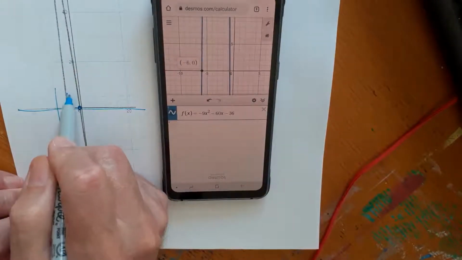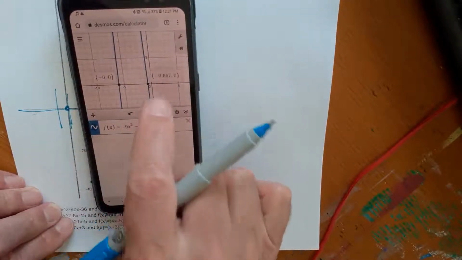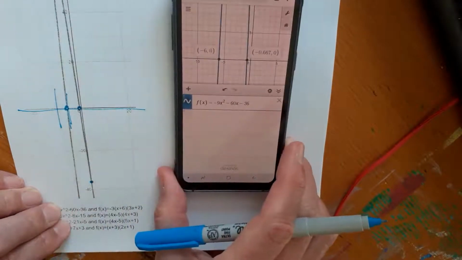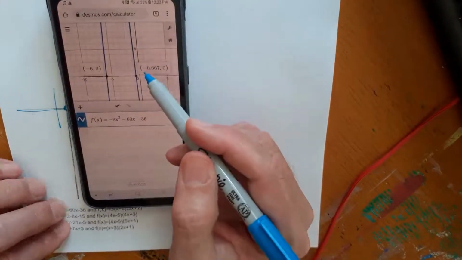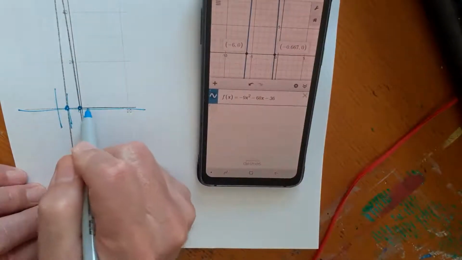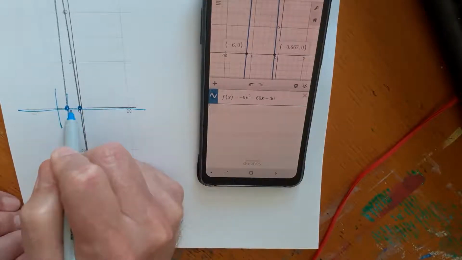So yeah, this does look like a line here. This could be negative 6, 0. And there's one over here at, ooh, look at that. Looks kind of yucky, right? Negative 0.667 comma 0, right? And that looks like it is a little bit to the left of the y-axis here. So I like that for the moment.